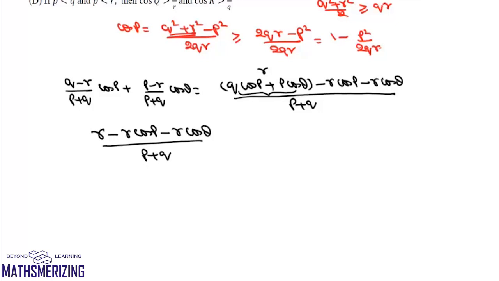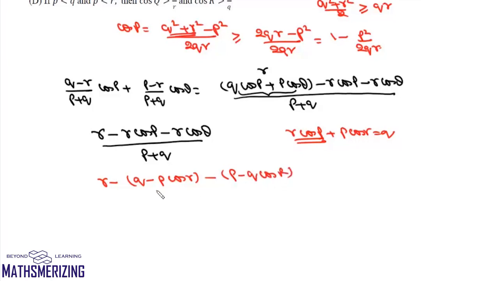Now we know that r cos p + p cos r is equal to q. So we can write r cos p as q − p cos r. So it will be r − (q − p cos r). In the same way we can write r cos q as p − q cos r, upon p + q. So (r − q − p) upon (p + q), and here if we take cos r common, p + q will cancel, so it will be plus cos r.